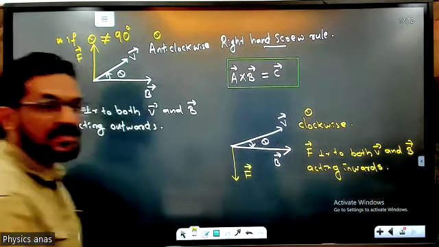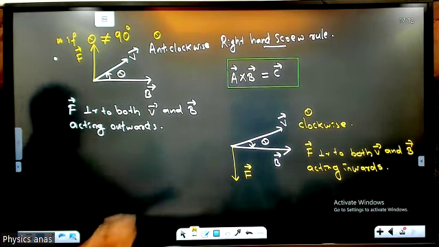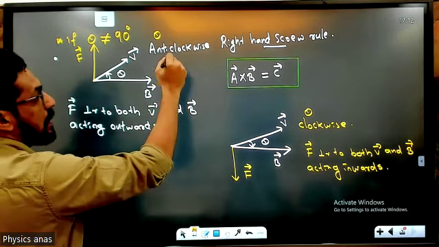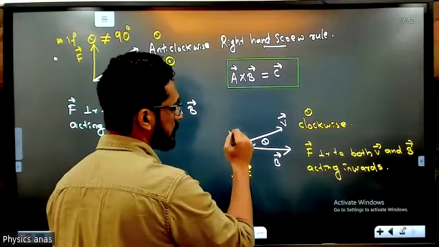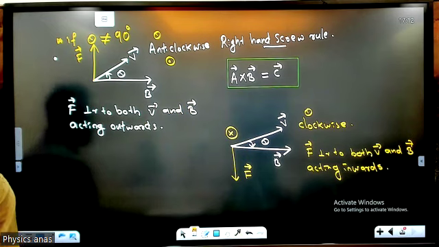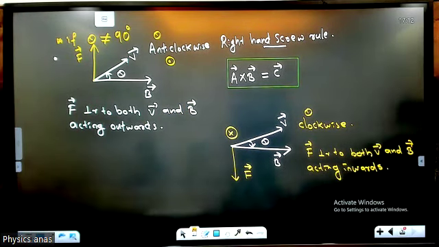How can you represent acting outwards with a symbol? Acting outwards will be a dot. Acting inwards will be a cross. Got it? So that's it. It's about the direction. You can write.